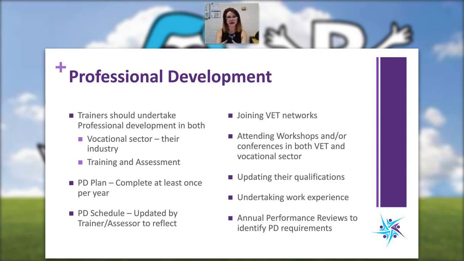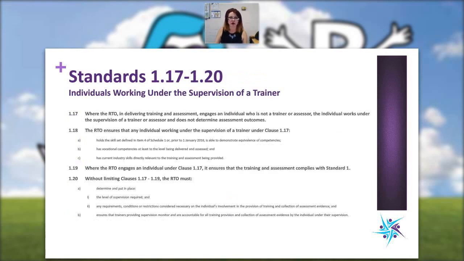So that is the key with the PD. Don't just attend it, actually reflect on it and how you're going to improve your practices based on what you learned. And that's the whole point of doing PD in the first place, is how are you going to improve your practices based on that PD, as I said. It's not well and good just going off and doing it.